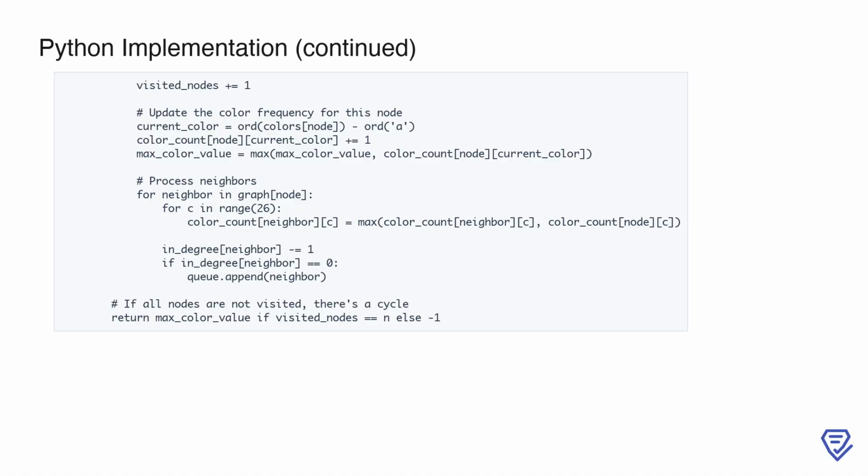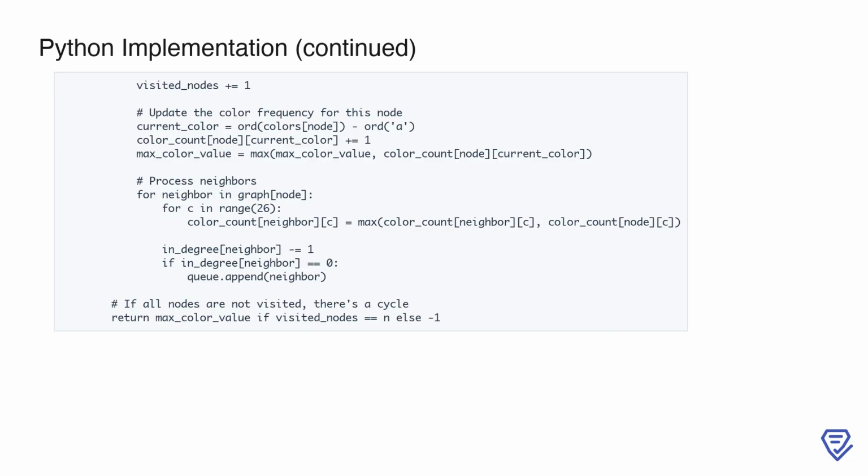Inside the loop, we increment the visited_nodes counter as we process each node. For the current node, we determine its corresponding color in the color_count table by calculating the index of the color using ASCII values. We then update the frequency of this color for the current node and check if this value is greater than the current max_color_value, updating it if necessary. Next, we iterate over the neighbors of the current node.